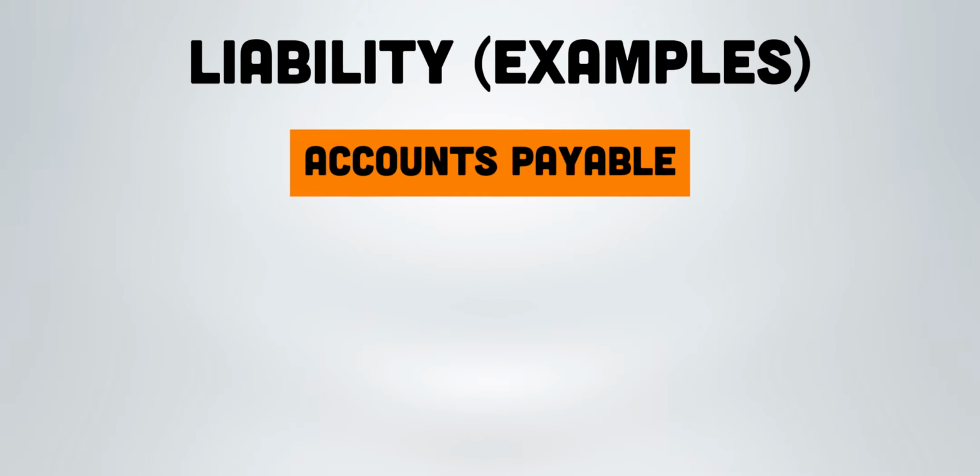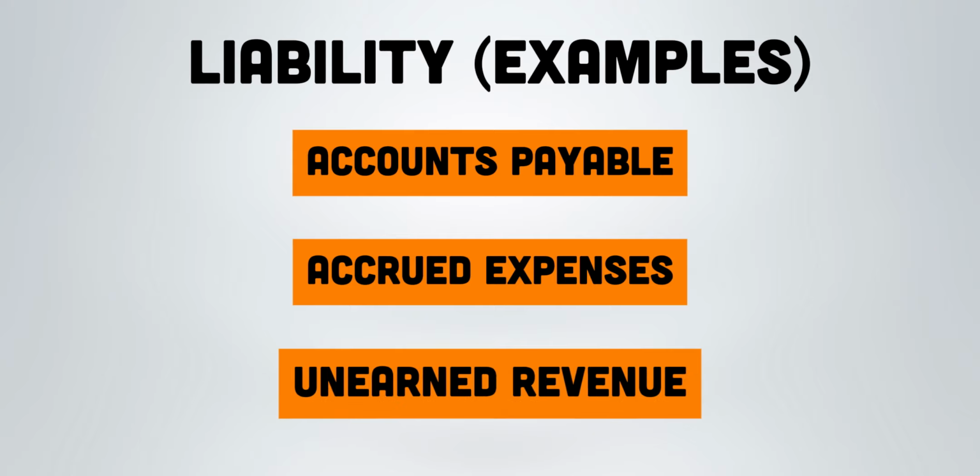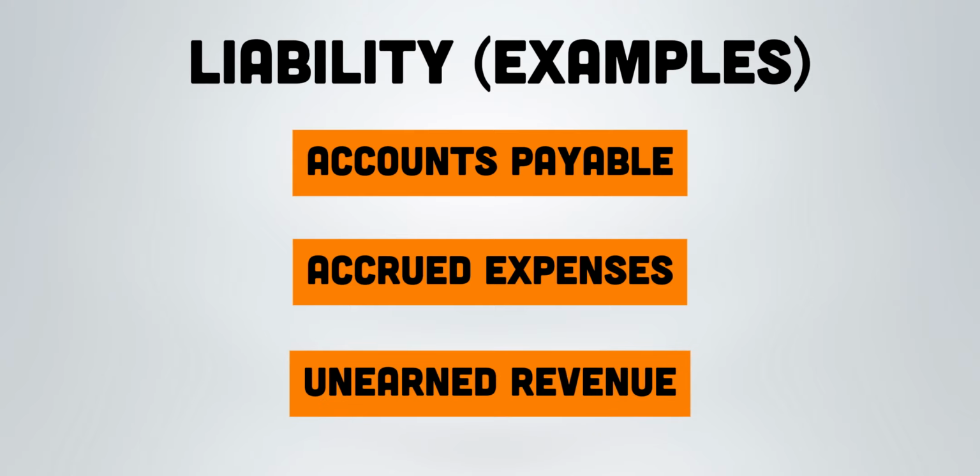A few examples could include things such as accounts payable. This is when money is owed to suppliers for goods or services received but not yet paid. You got accrued expenses, expenses incurred but not yet paid, such as wages or utilities. And you also got things like unearned revenue, which is money received for goods or services not yet provided, like a prepaid subscription.